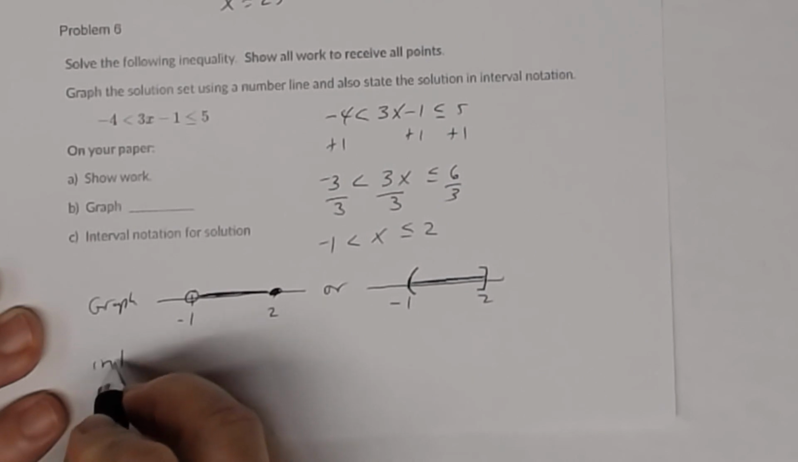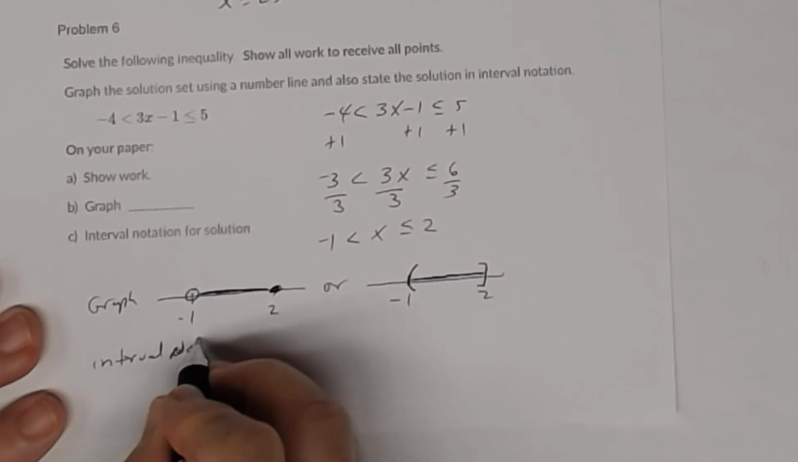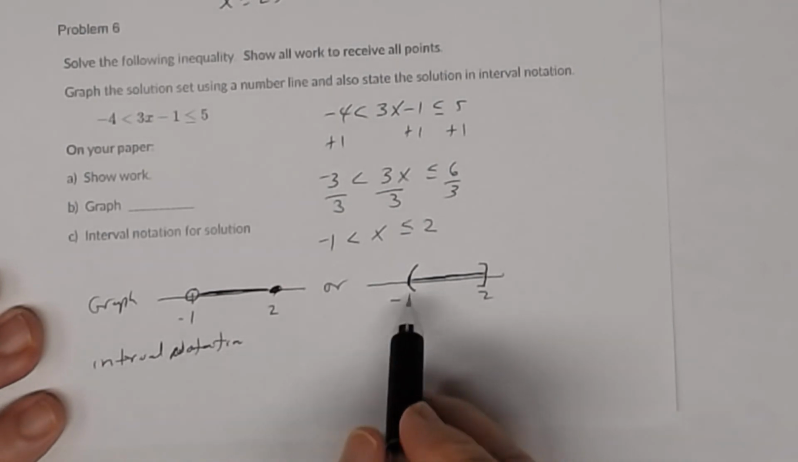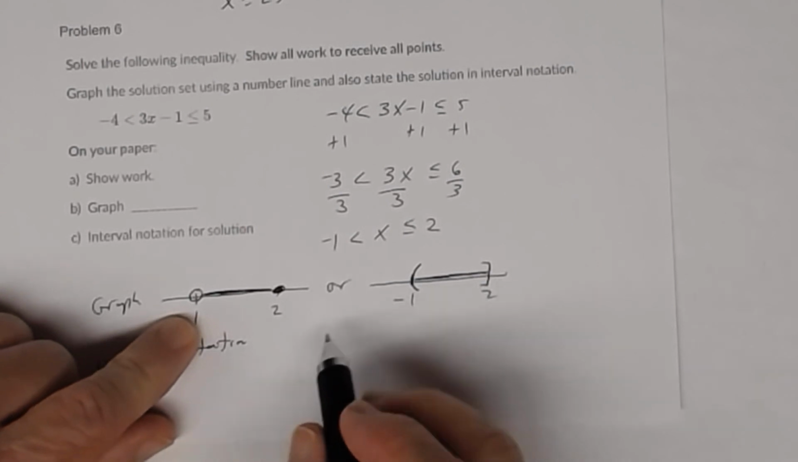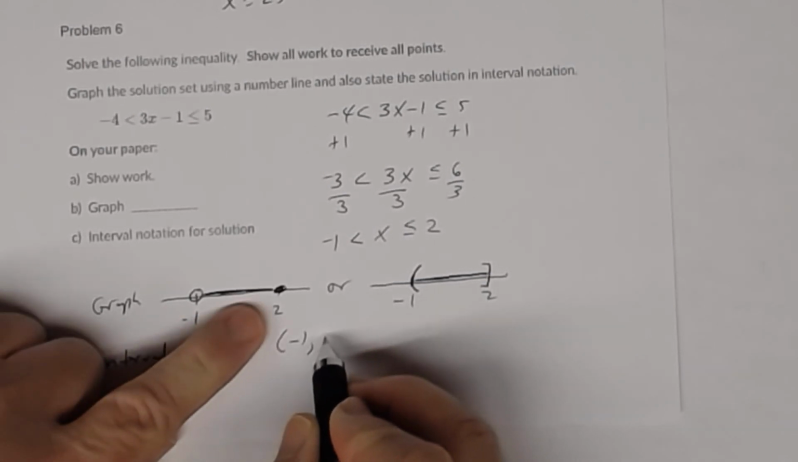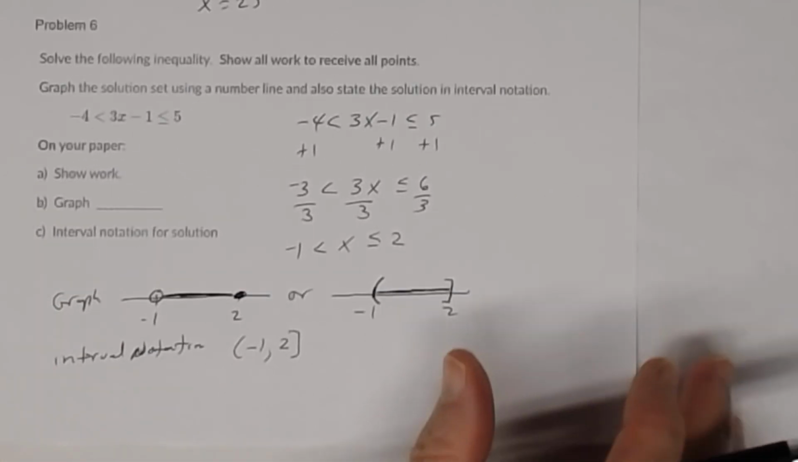And then your interval notation will be, and basically you just read this part here from your graph. So open circle, parentheses, negative 1, comma, 2 with a bracket. And so there's your solution. Okay? So that's number 6.